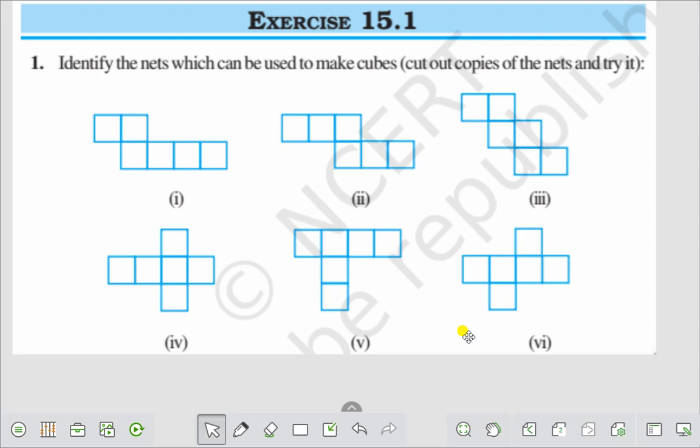Hello everyone. Today we shall discuss exercise 15.1 question number 1. Identify the nets which can be used to make cubes. Cut out copies of the nets and try it.